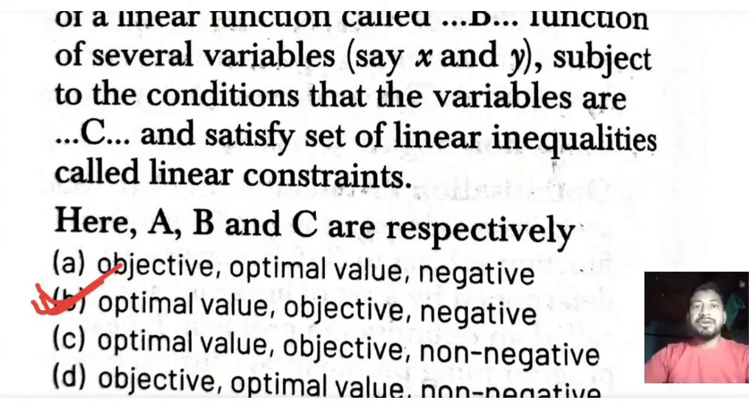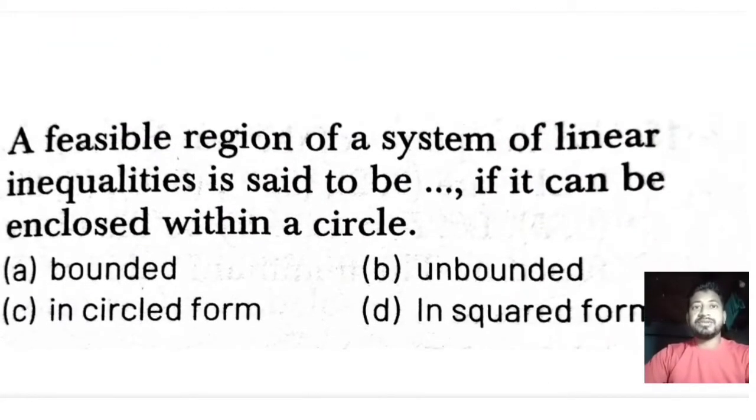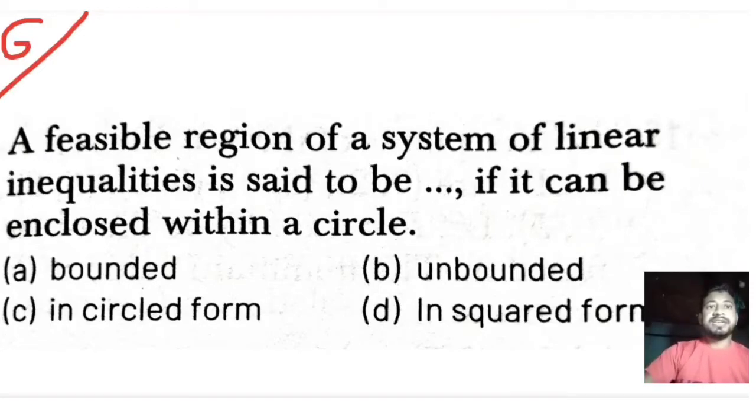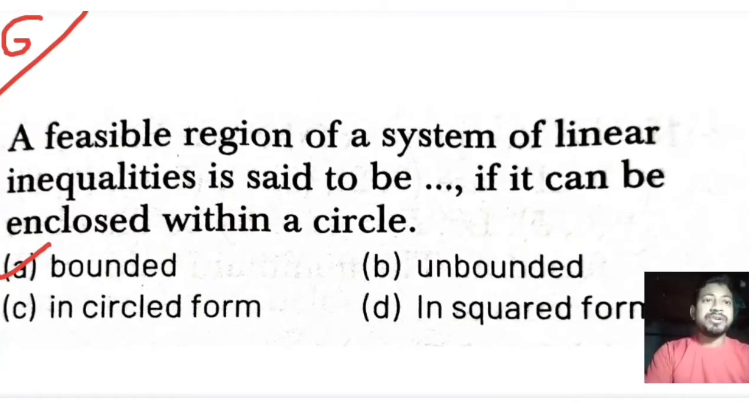Now goes to question number 6. Here is question number 6. A feasible region of a system of linear inequalities is said to be dash if it can be enclosed within a circle. It's always bounded, because the feasible region is a bounded region. Okay, this is the feasible region.